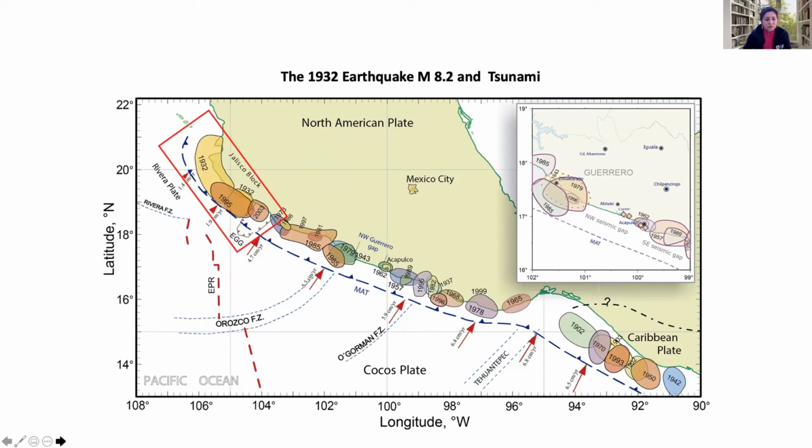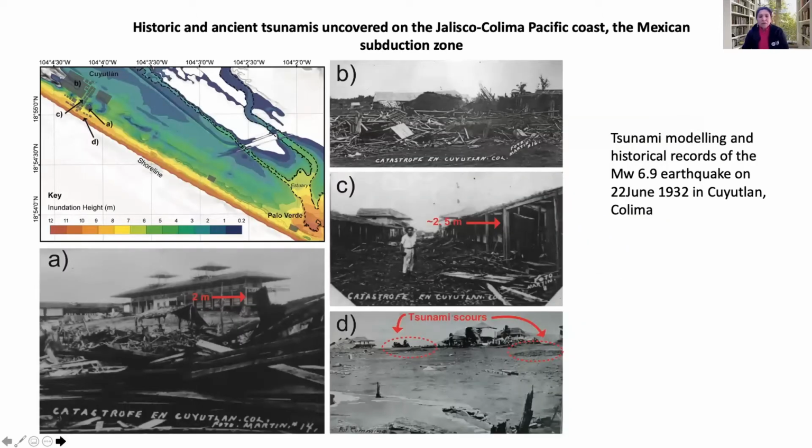This is more similar to the Cascadia subduction zone. In this section close to Colima, Jalisco, we found records of the aftershock that happened on 22nd June 1932 in Cuyutlán. The aftershock was 6.9 in magnitude. And this earthquake produced a large tsunami, with a wave as high as 11 meters. You can see the destruction produced by this tsunami and tsunami scour in these historical photographs.